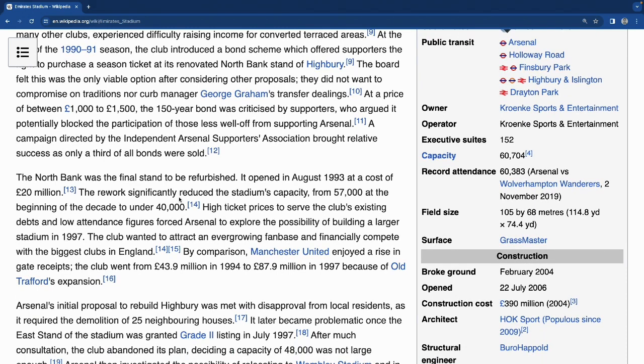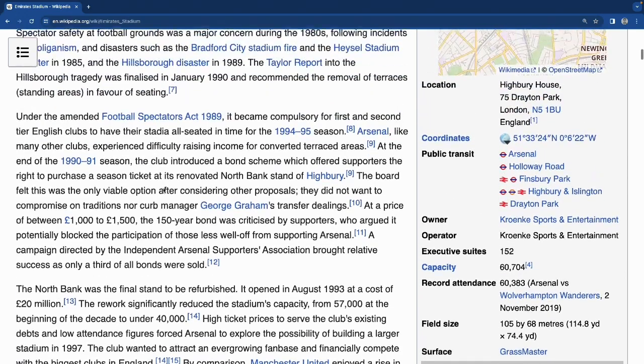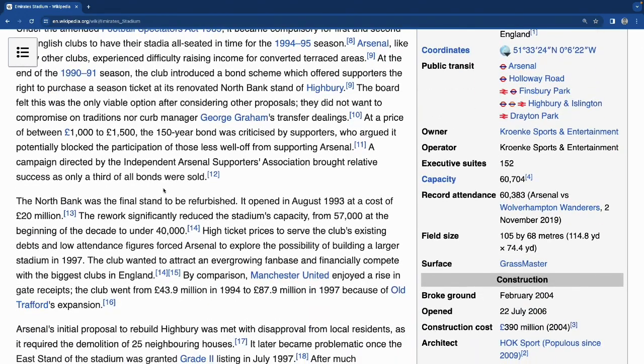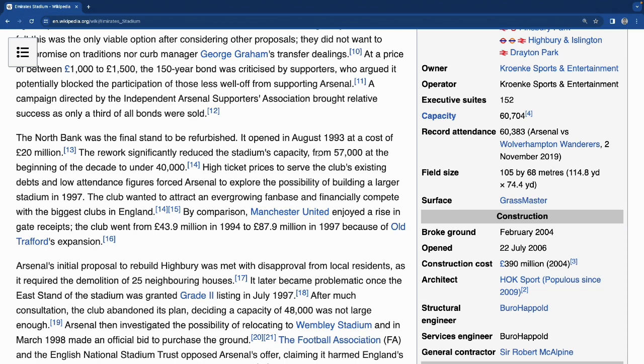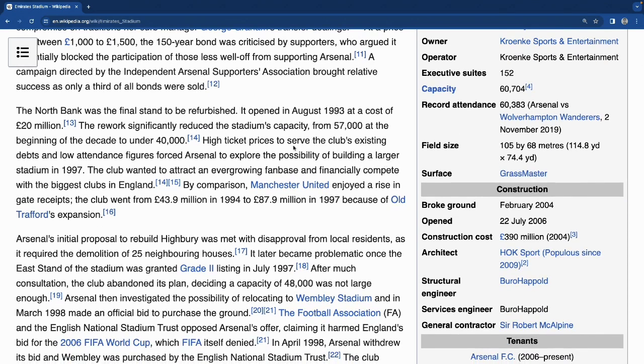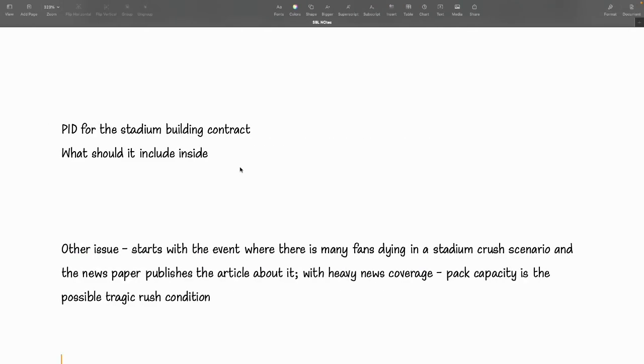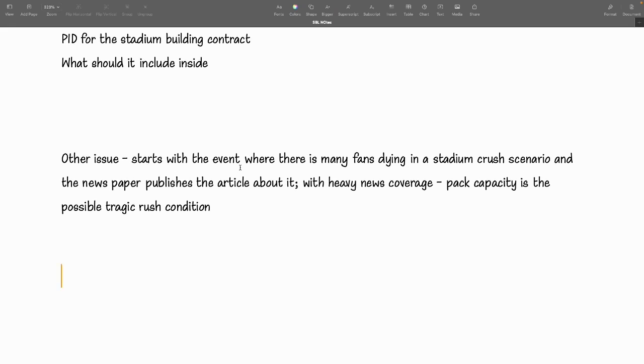And you could have problems with the season. So you now know why they have that season ticket behind there. Also, why would they want to sell that season ticket? It is because of the problems they had with these clubs when they moved away from standing tickets to seated tickets, okay? Pay attention: not started refurbish, high ticket price served to the club's existing debt, low attendance figures forced Arsenal to explore the possibility of building a larger stadium. Now, remember, this is low attendance because of high pricing, which is another issue I want to talk about.